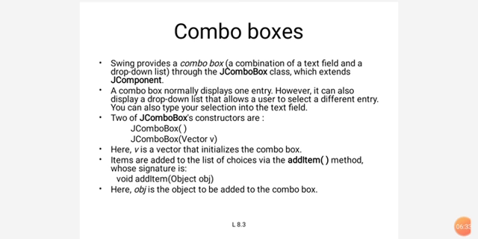Whatever elements the vector contains are shown as a drop down list here. Here v is a vector that initializes the combo box. Items are added to the list of choices via the addItem method, whose signature, that is the syntax, is void addItem(Object obj). Object is the predefined class, and obj is the object to be added to the combo box.